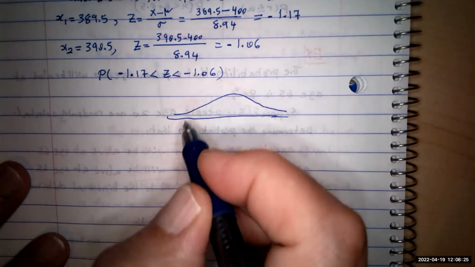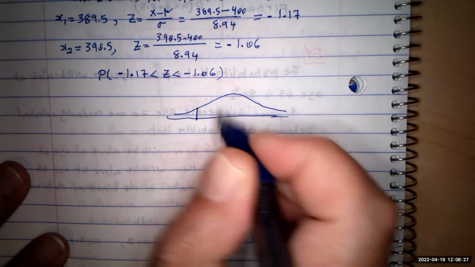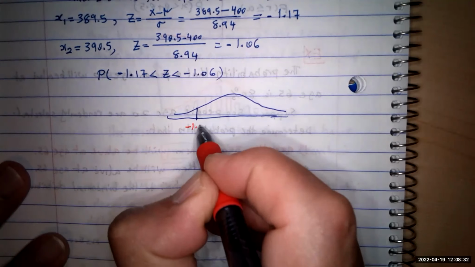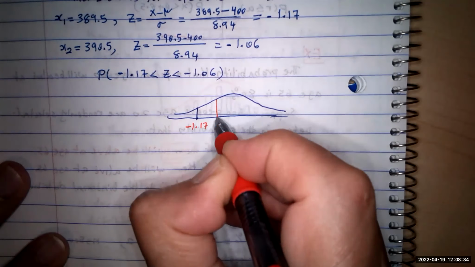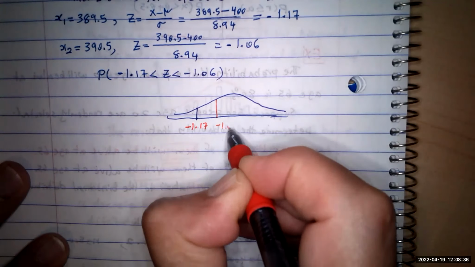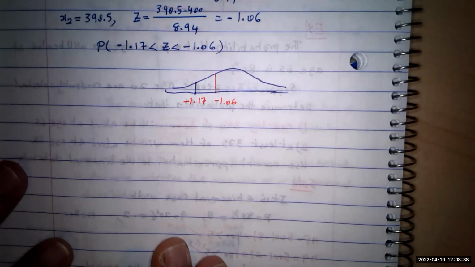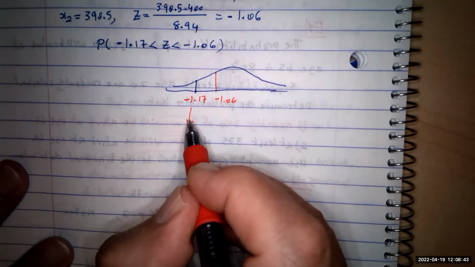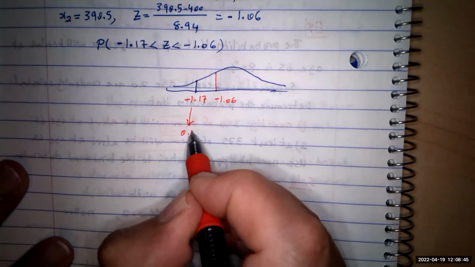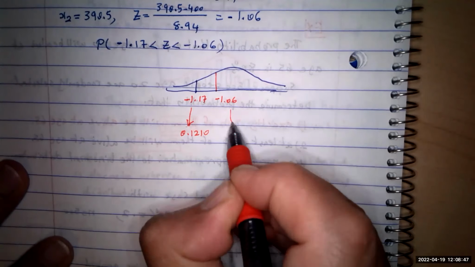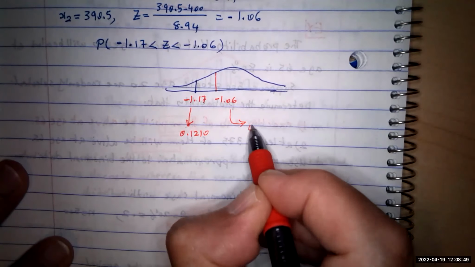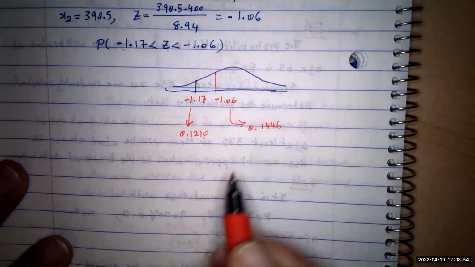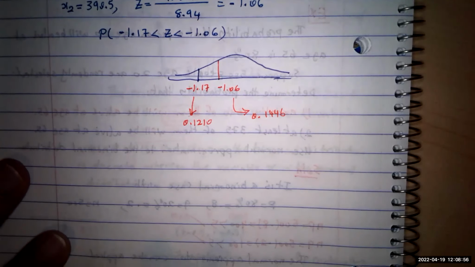So you have two negative numbers. Suppose this is negative 1.17, and this is negative 1.06. You can use your table to get these numbers. Okay, negative 1.17 from the table is going to be 0.1210, and for this one you get 0.1446. You subtract it.